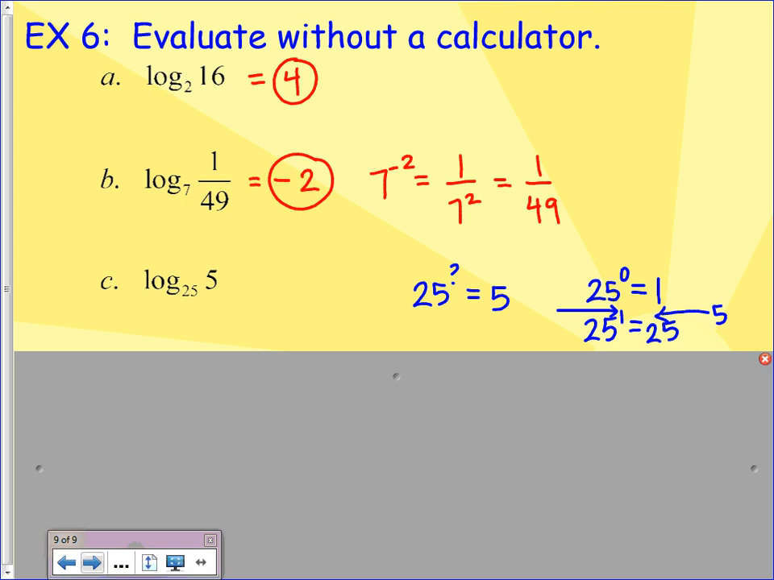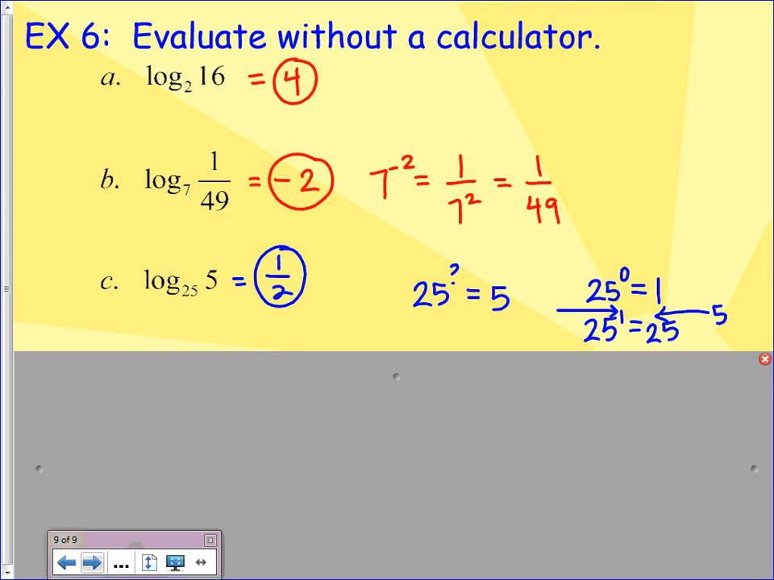So you want to start thinking about, how in the world can I get 5 from 25? And maybe you're thinking the square root, hopefully. Well, the square root of 25 means it's 25 to the 1/2 power. So the answer here is 1/2, which is between 0 and 1.